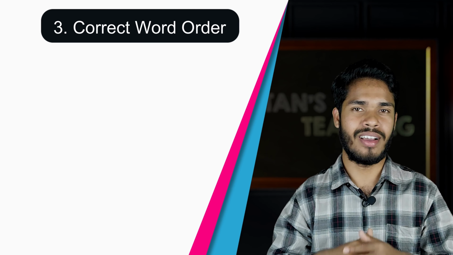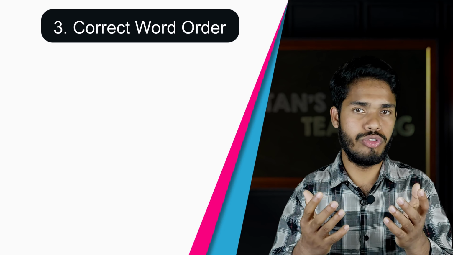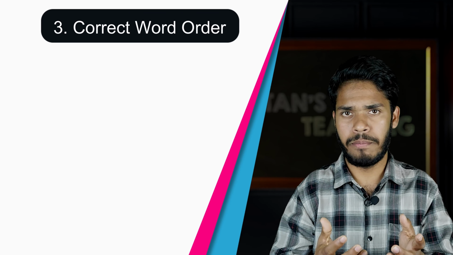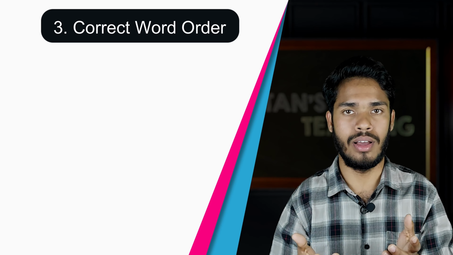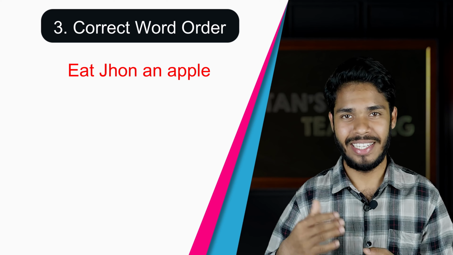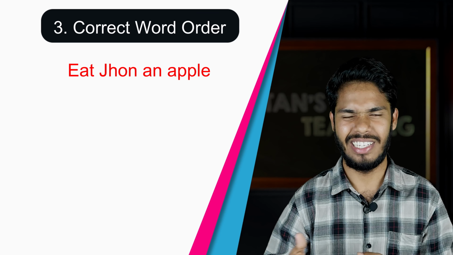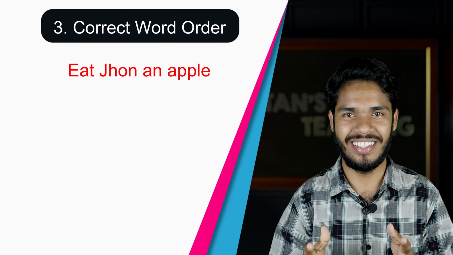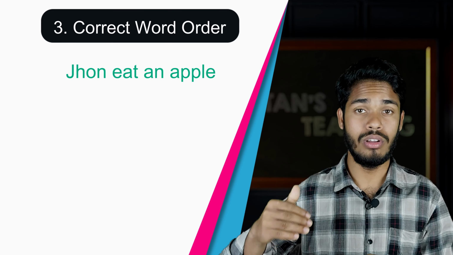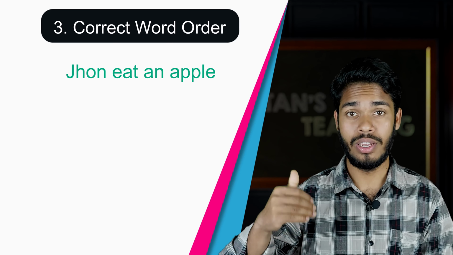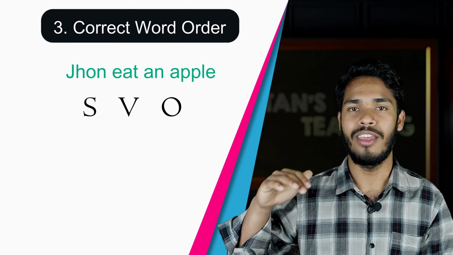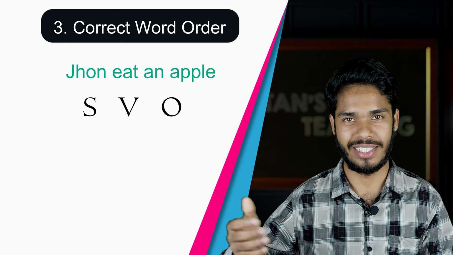Next, correct word order. English follows a specific word order. Placing words incorrectly can make sentences unclear. For example, eat John an apple. It sounds unclear, right? Meaningless, right? The correct one will be John eats an apple. SVO: John is the subject, eats is the verb, an apple is the object.